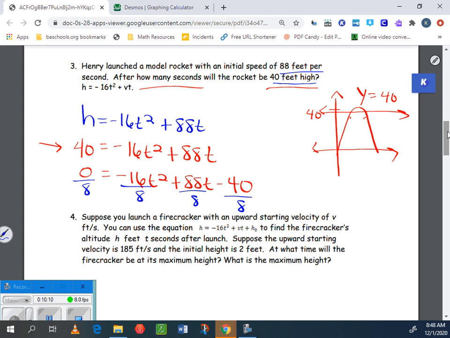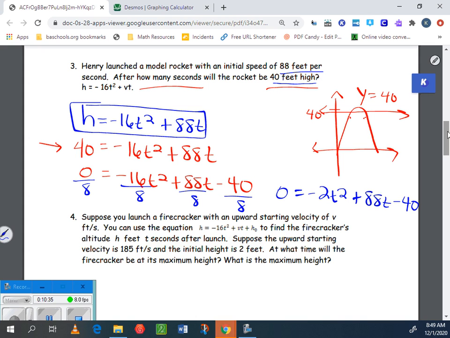Okay, and what I'm going to do when I go to Desmos, I just want you to know I'm going to graph this one in Desmos, and then I'll show you how to work when I graph it. So then I end up with 0 equals -2t squared plus 88t minus 40. And we're going to look at graphing this a couple of ways in Desmos.